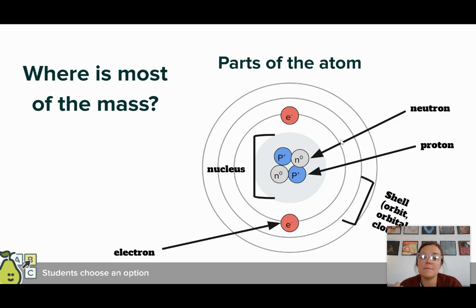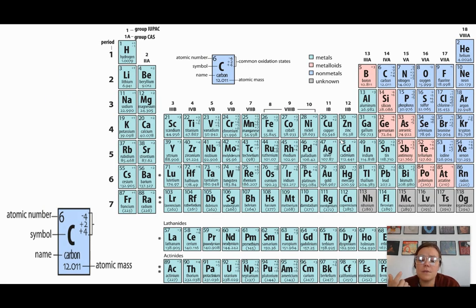And where is most of the mass? Again, we've got to remember, the protons have a mass, the neutrons have a mass. The electrons don't have any mass. So most of the mass in an atom is going to be right there in the middle in that nucleus. Now, the periodic table of elements is a way that all of the elements are organized based on some properties, based on some trends and some characteristics.